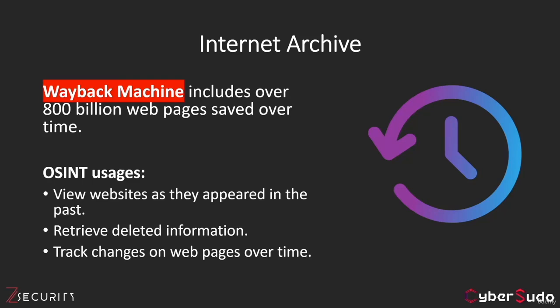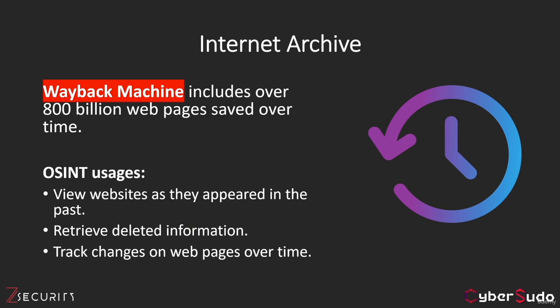Next, I would like to show you what's called the Wayback Machine. Now, the Wayback Machine is a feature made by Internet Archive, which is a huge library of websites, music, books, and videos. And the Wayback Machine includes over 800 billion web pages saved over time. So every website that gets created gets archived by the Wayback Machine.